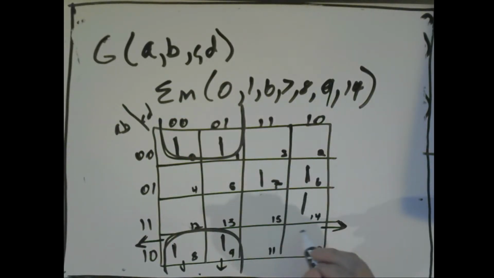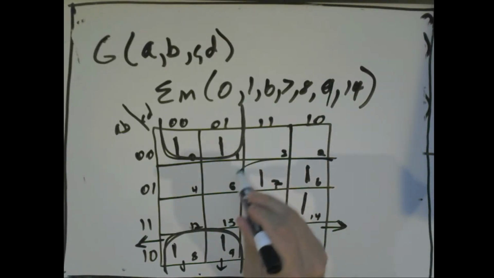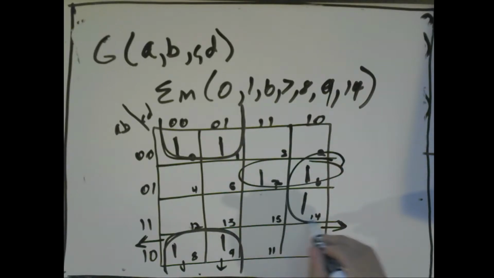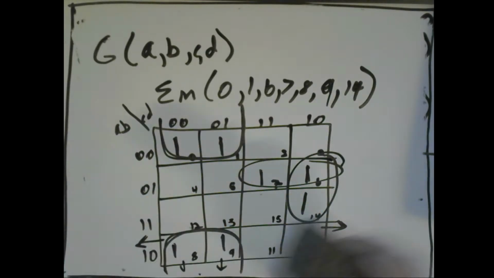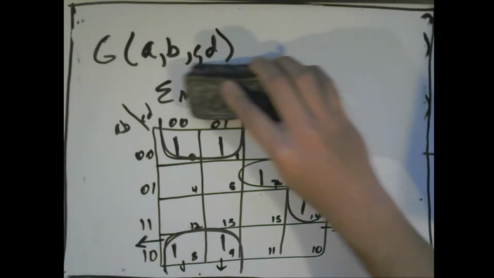So unfortunately, I don't think there's any way for me to form a group of 4. So we're going to break this up into 2 groups like this. All right, once I have all these ones in a circle in a prime implicant, I can then go to writing the simplified equation.